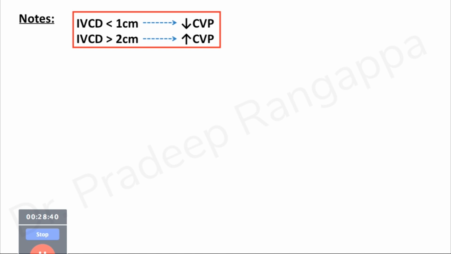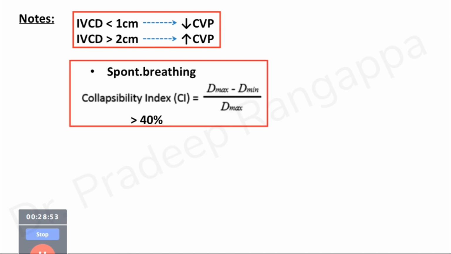And the notes I have put at the end of the algorithm, as I mentioned: if IVC diameter is less than 1, then you know the patient has a low CVP, you can give fluids. If it's more than 2 centimeters, I would suggest do the passive leg raising and ascertain if there is any more room for fluid. And collapsibility index: if you have an ultrasound echo machine, put the probe on the IVC and check for the maximum IVC diameter and look for the minimum diameter. So maximum minus minimum divided by maximum diameter. If it's more than 40%, the patient is fluid responsive.